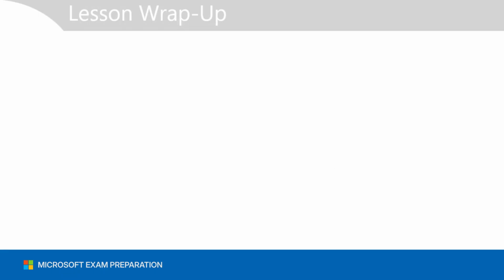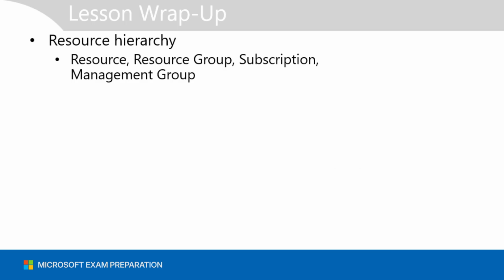Okay, we're at the end of our lesson, so let's wrap up some of the important topics. We talked about the resource hierarchy, starting with resource at the bottom. Resources are collected into a resource group. Resource groups are collected into a subscription. And you can have subscriptions in a management group. So this hierarchy can also help you manage permissions for resources.